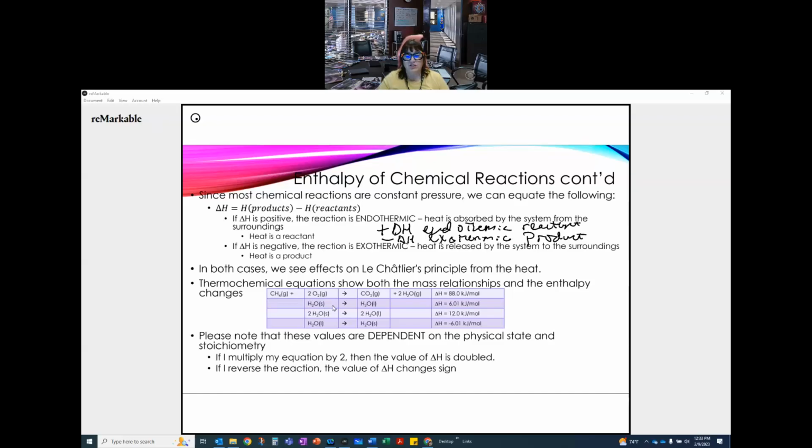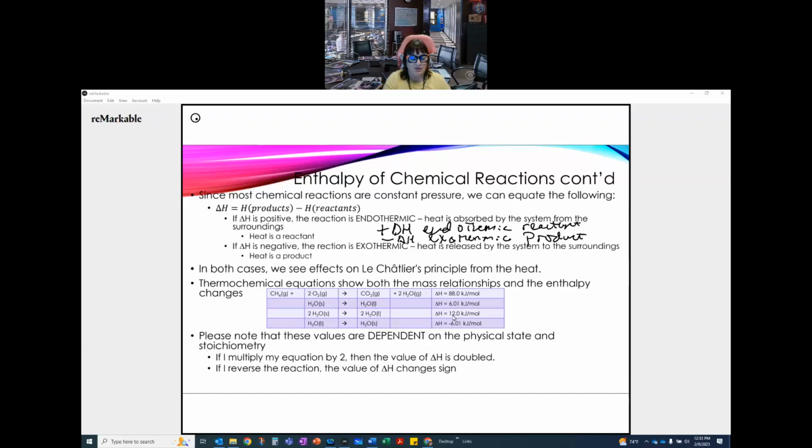If we talk about H2O solid going to H2O liquid, that delta H, that enthalpy change, is 6.01 kilojoules per mole because it takes energy to go from the solid to the liquid. But if we talk about that for 2 moles rather than 1 mole, we have 2 H2O solid going to 2 H2O liquid. That delta H is 12 kilojoules. Okay, so this is dependent on the stoichiometry.